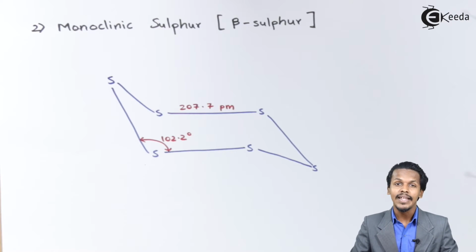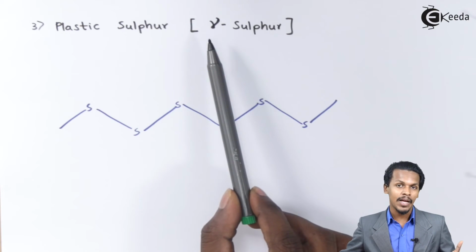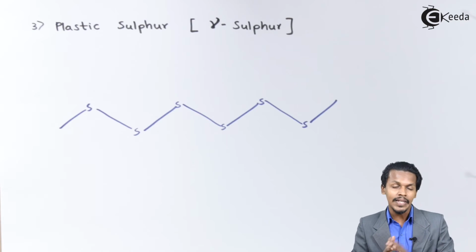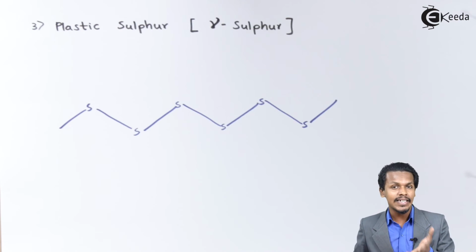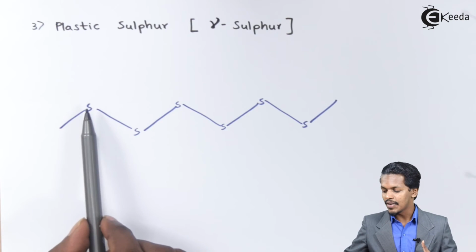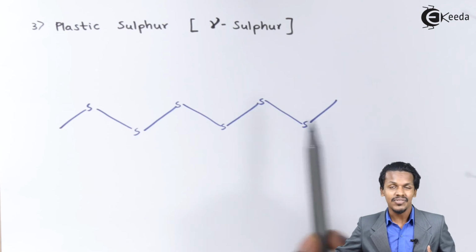And now let me talk about the next one. Friends, the next is plastic sulfur, which is also known as gamma sulfur. In this case, the previous two that I have discussed were crystals, but this has an amorphous shape, and that's the reason it doesn't have any sharp melting point or boiling point. In the structure, we can find that each sulfur is connected to other sulfur, and this is how the sulfur structure is.